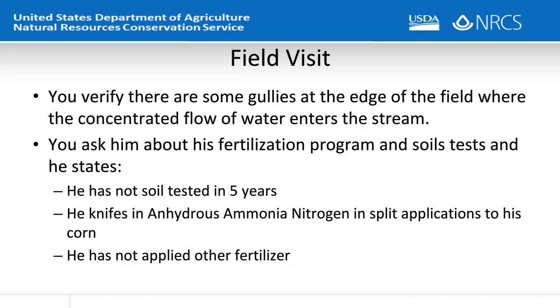You verified there are some gullies at the edge of the field where the concentrated flow of water enters the stream. You ask him about his fertilization program and soil tests, and he states that he has not soil tested in 5 years. He knives in anhydrous ammonium nitrogen in split applications to his corn. He has not applied other fertilizer.